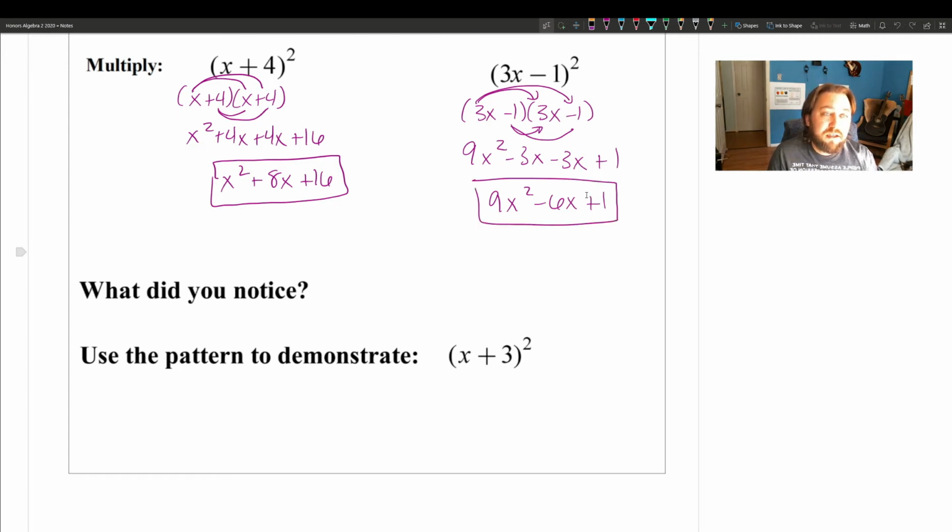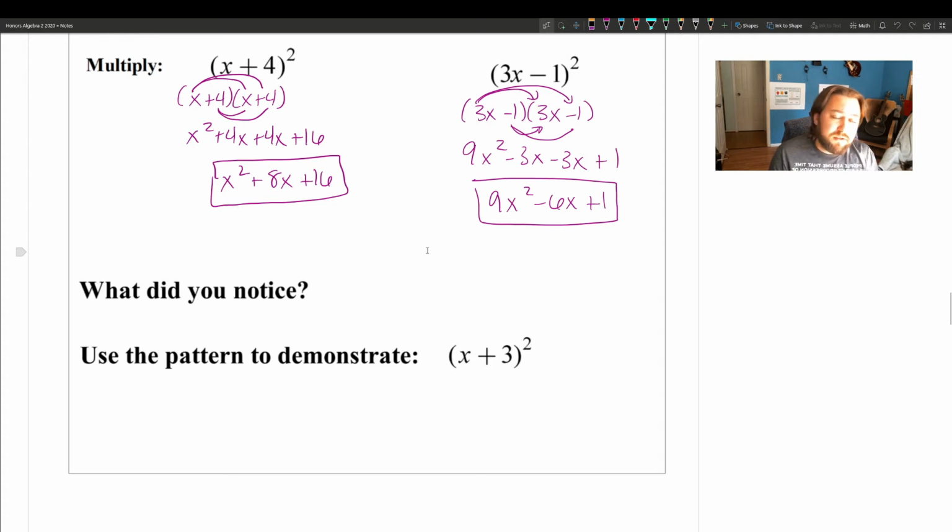And as you can see, this does not work the way you would necessarily think it does. 3 squared, okay, so that's 9x squared, and then minus 1, or plus 1, again, we'd be missing the middle term. So be careful to not distribute. This is multiplying.